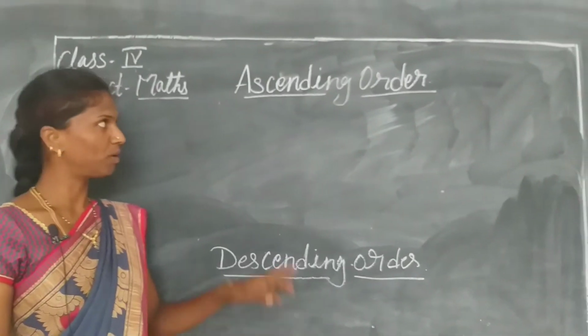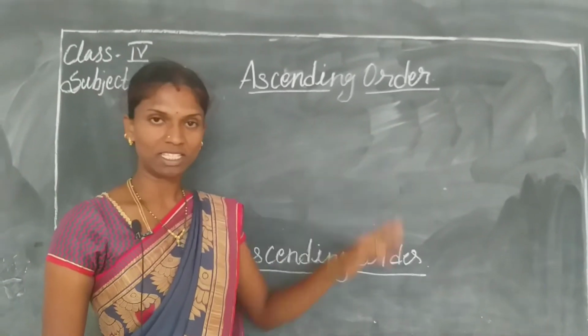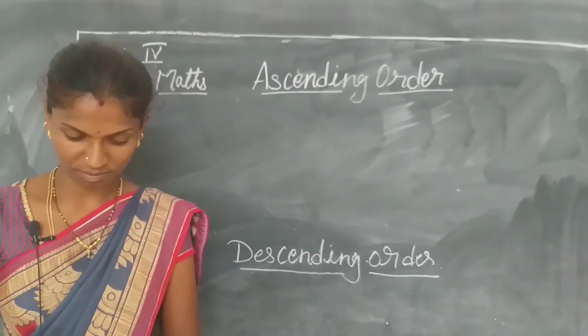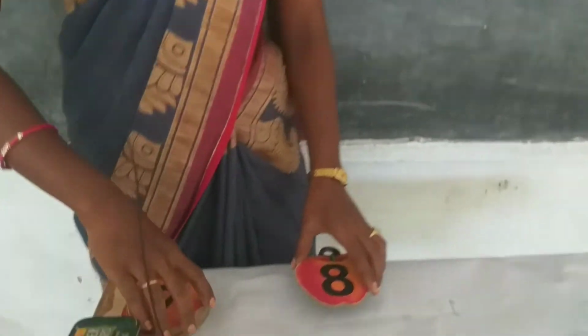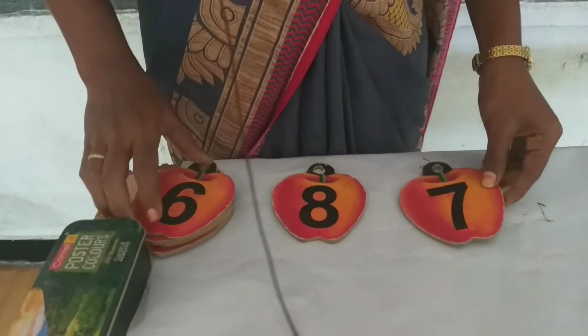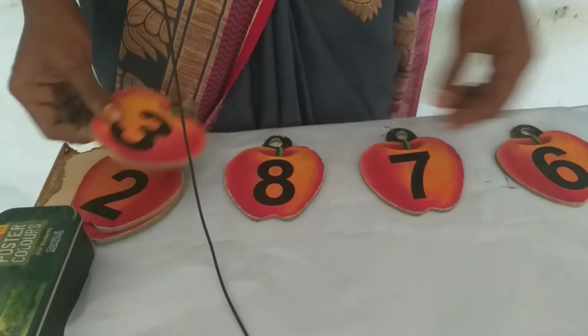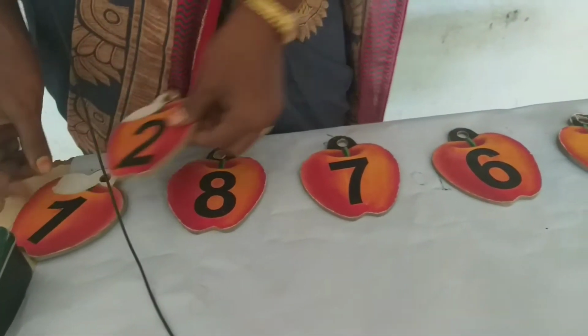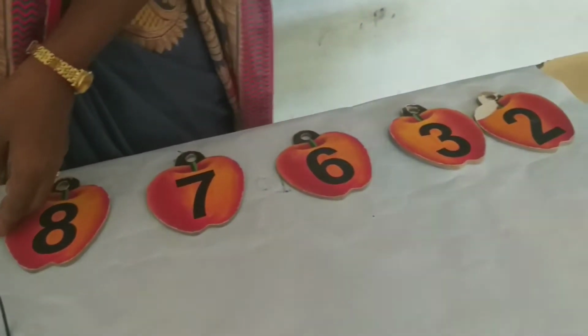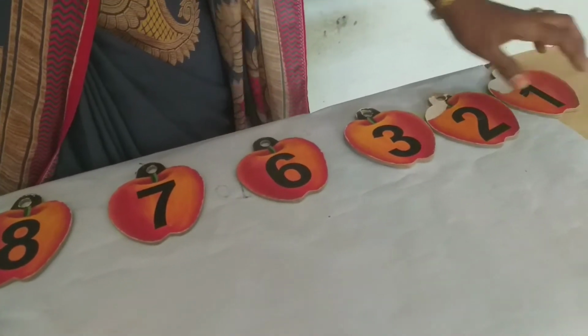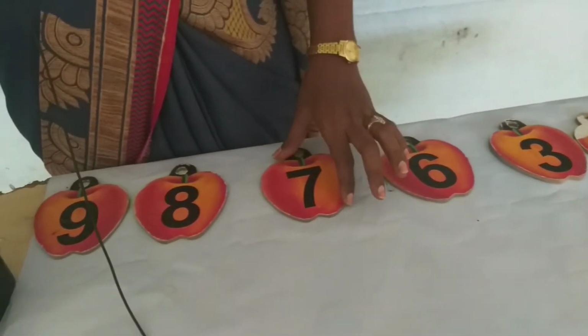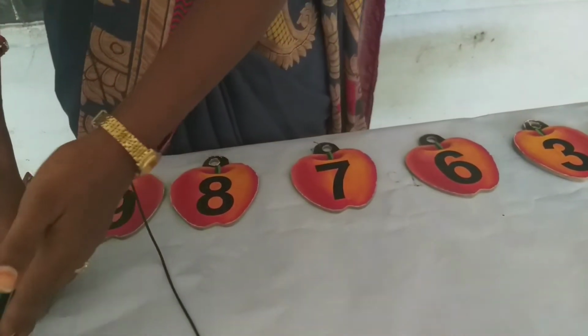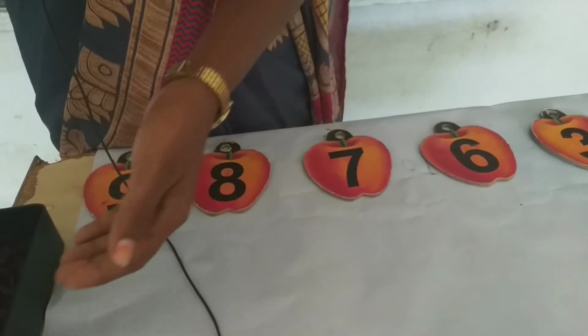So today our topic is ascending order. Now let us take some numbers for ascending order: 8, 7, 6, 3, 2, 9 and 1. These are the numbers I have taken for ascending order. So let us take some objects to relate to these numbers.